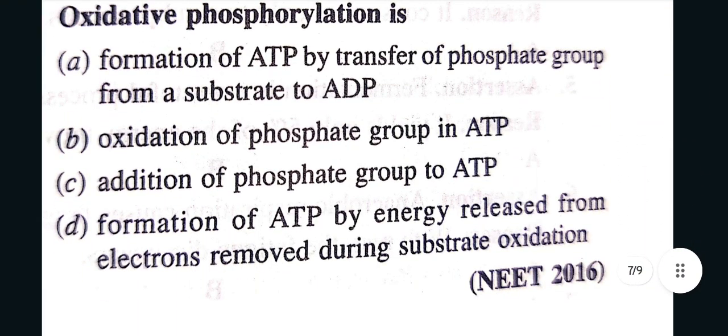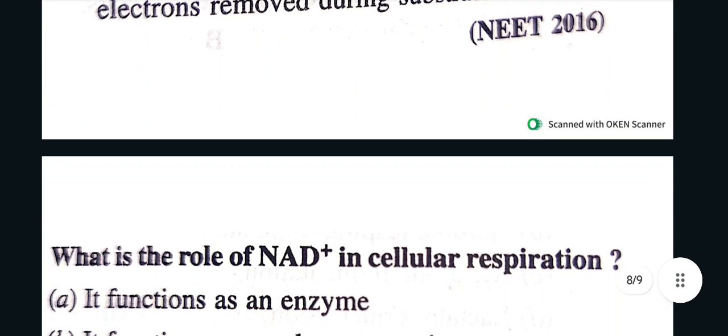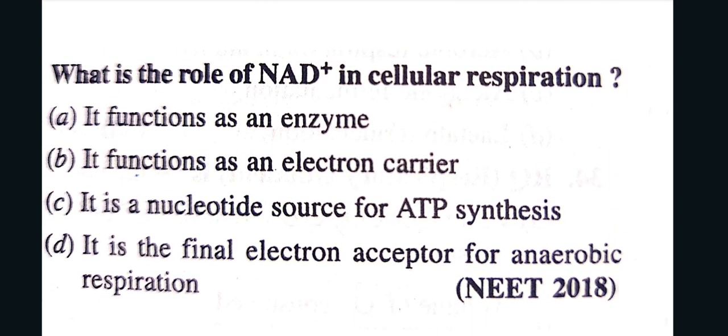Oxidative phosphorylation is the formation of ATP by transfer of phosphate group from a substrate to ATP, oxidation of phosphate group in ATP, addition of phosphate group to ATP, or formation of ATP by energy released from electrons removed during substrate oxidation. So here the answer is option D, formation of ATP by energy released from electrons removed during substrate oxidation.